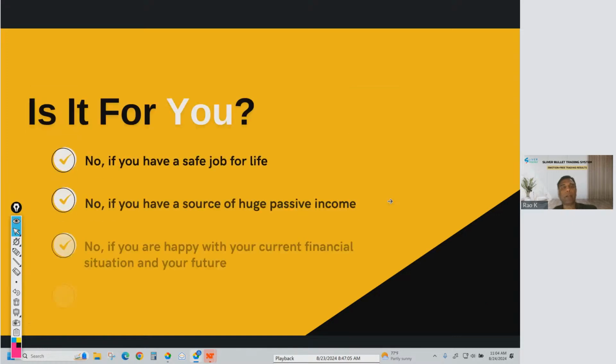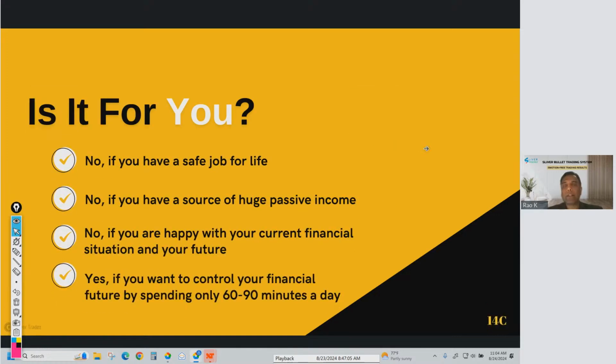So now the decision time. You can ask the question, is the Silver Bullet Trading System for you? No, it's not for you if you have a safe job for life. The reason being, you have a safe job for life, you don't have to worry. You generate perhaps decent income from the job. And you don't need the Silver Bullet Trading System if you have a good source of huge passive income. Because without working, you are getting some income that's taking care of life. Then why work even 1 hour per day? You can enjoy all your day. So in that case, you do not need the Silver Bullet Trading System.